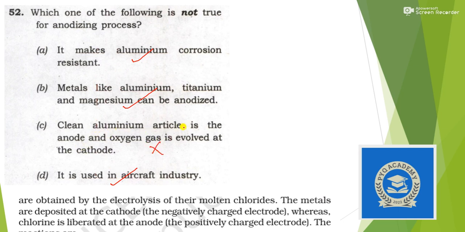Clean aluminum article is anode and oxygen gas is evolved at cathode. This is wrong. It is the alternate one. You can see here the metal is deposited at the cathode, and chlorine gas is released at the anode. So it is just opposite. So the answer here should be option C.